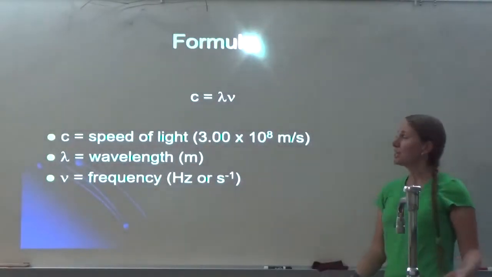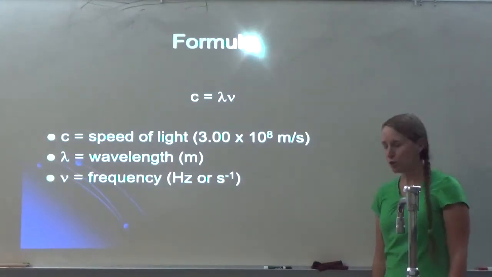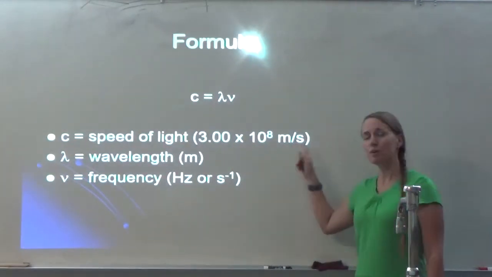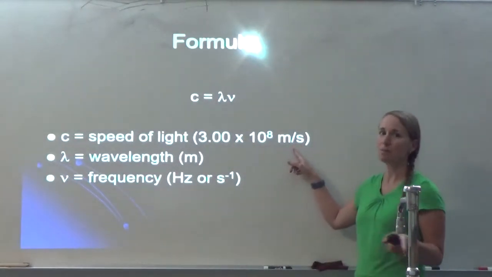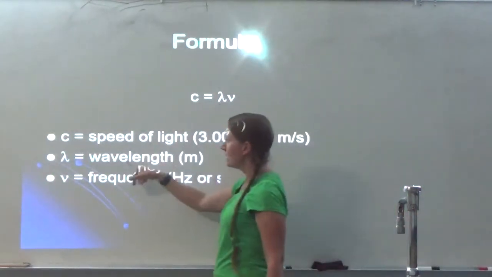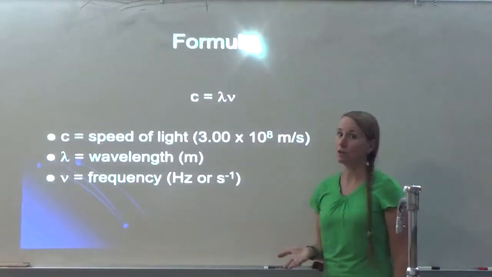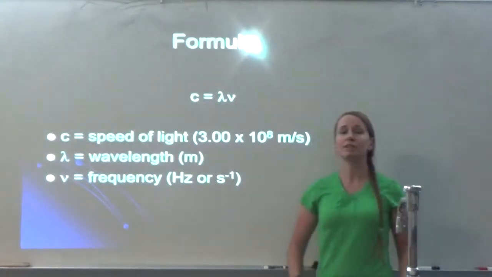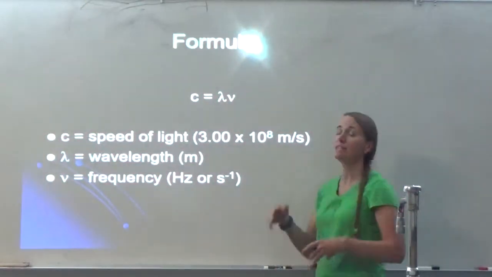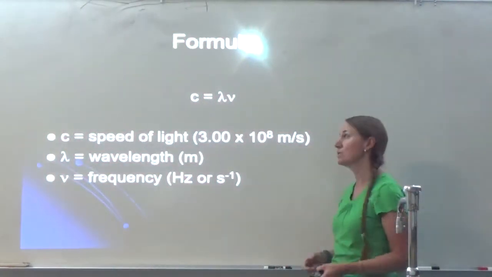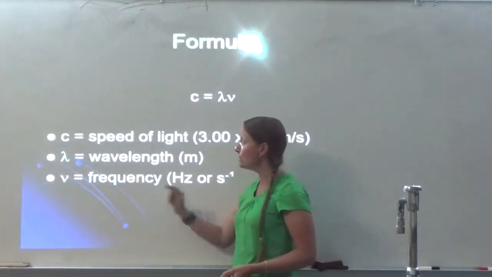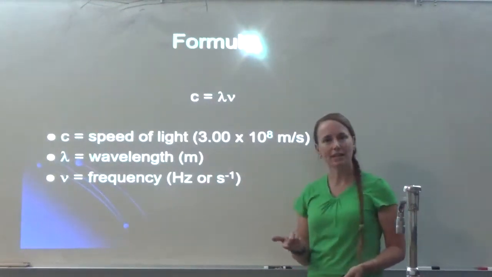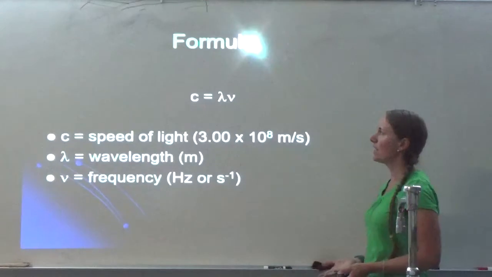Our first formula for this chapter is c equals lambda times nu. c is the speed of light, that's a constant, 3 times 10 to the 8 meters per second. Most likely the question is not going to give you this number. This number needs to be in your mind. Lambda is wavelength. It must be in meters. A lot of times we like to use other units than just meters. If it's in centimeters, you would need to change it. If it's in nanometers, that's a common one you'll see. You've got to change it to meters. And then nu is frequency. It'll be in hertz, and a hertz is 1 over a second. So you'll see seconds to the negative 1 a lot.